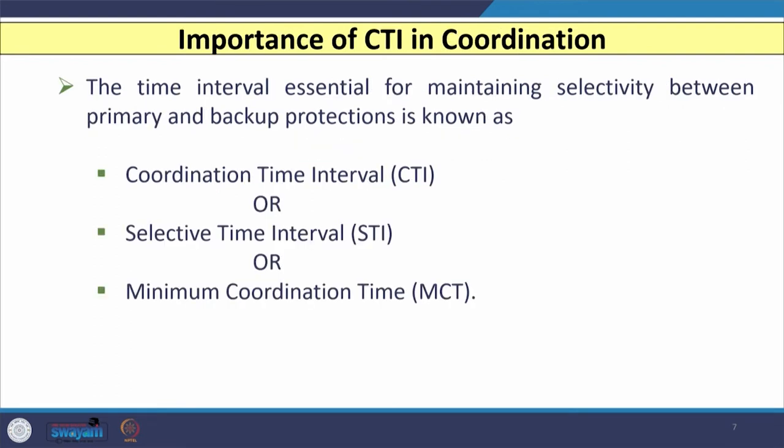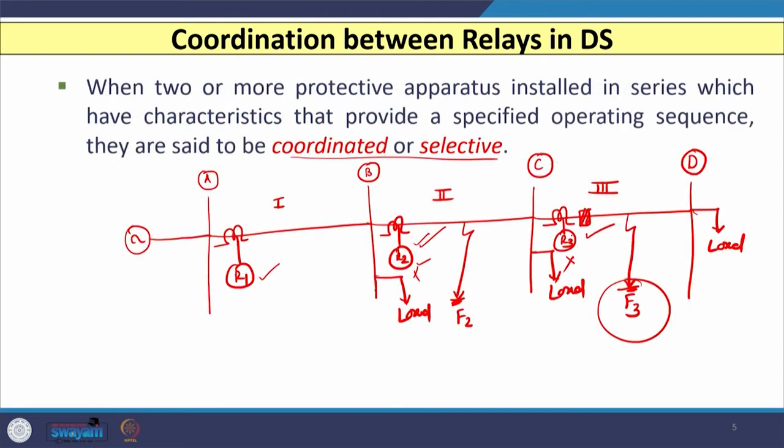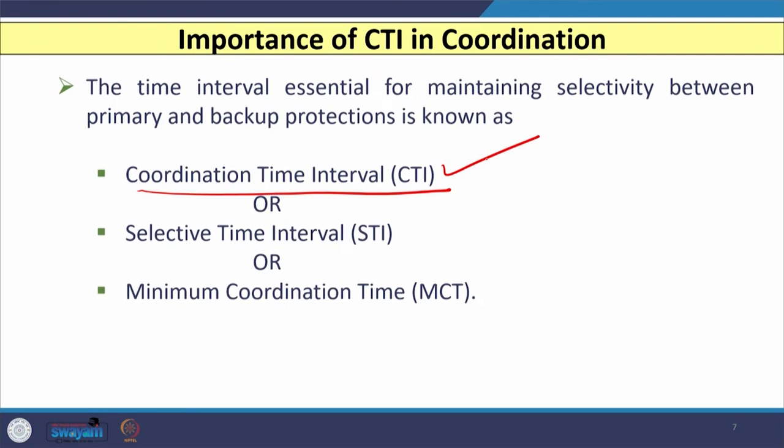Now, when we consider that R3 will act as a primary relay for a fault at F3, and R2 will provide backup for a fault at F3 if relay R3 fails to operate, then how do we decide the time of operation of relays R3, R2 and R1? There must be some discrimination between the time of operation of relay R3, relay R2 and similarly relay R1. That is decided by the factor known as coordination time interval, sometimes known as CTI. It is also known as selective time interval, STI, or minimum coordination time, MCT. Whatever we consider, all are more or less the same. So, this factor is very important when we are dealing with the coordination of relays in a radial distribution network.